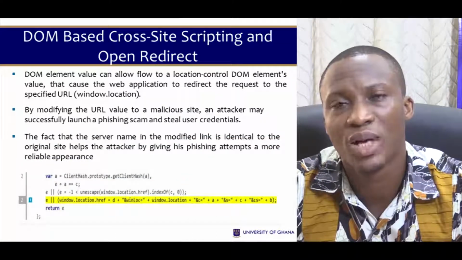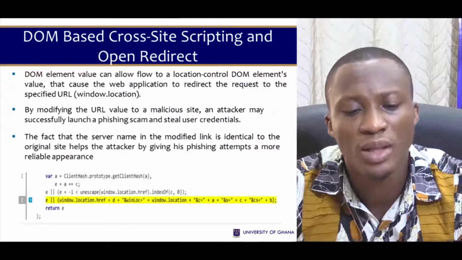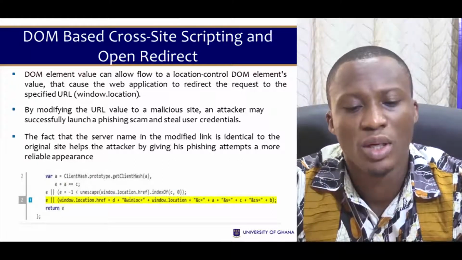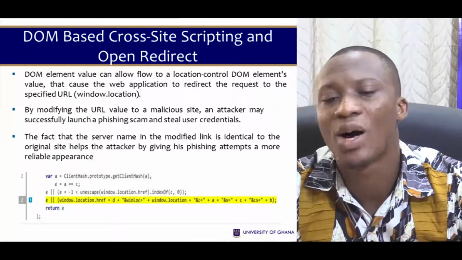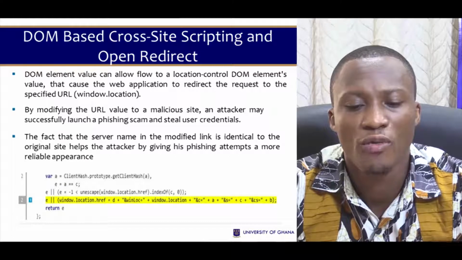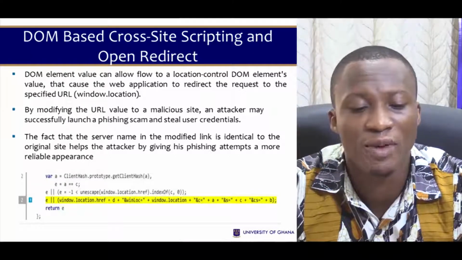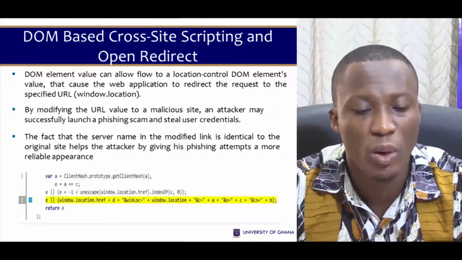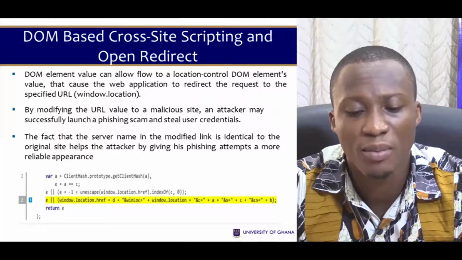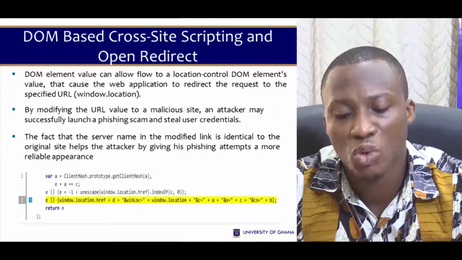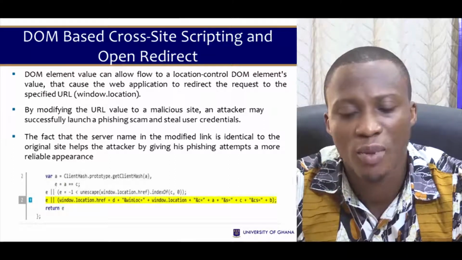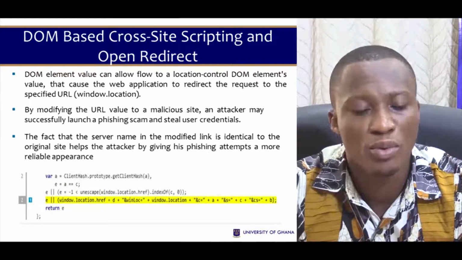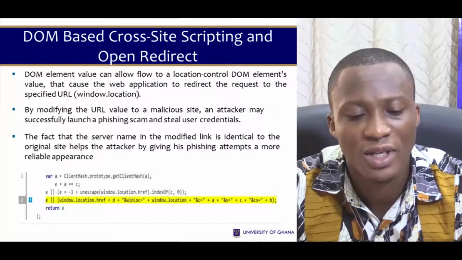Now, another kind of vulnerability is DOM-based cross-site scripting and open redirect. DOM element values can allow flow to a location control DOM element value, and this causes the web application to redirect the request to a specified URL. The fact that the server name, like I said, looks the same gives the attacker a more reliable appearance of the phishing website.